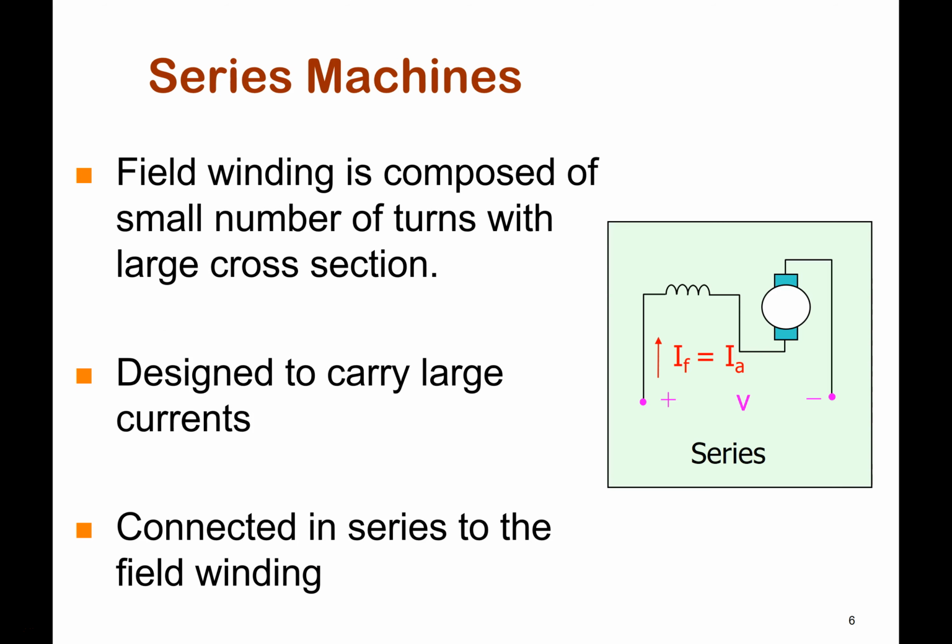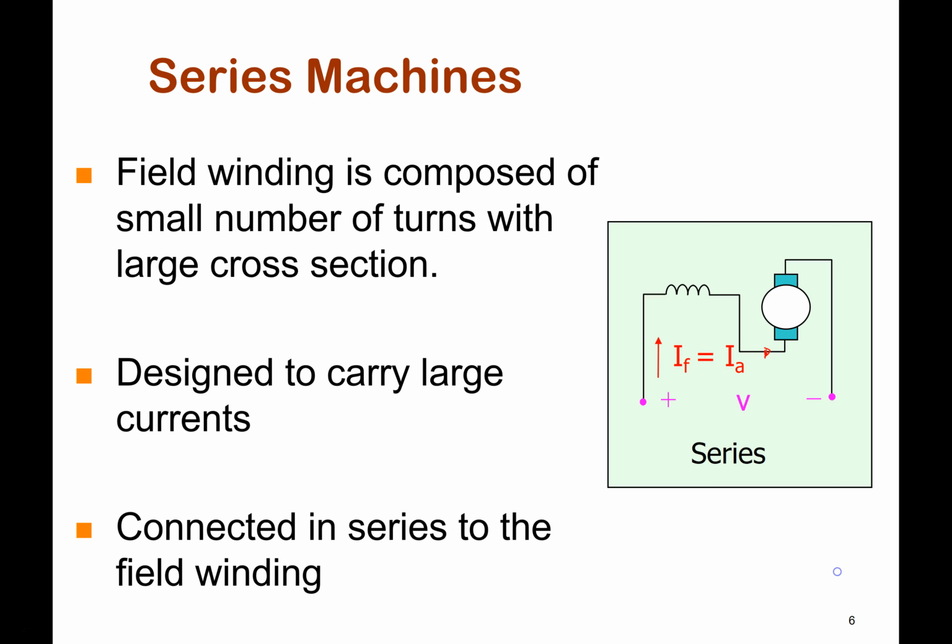Now for the series machine, we have the opposite. We have a small number of field windings with very large cross section, because we don't want to drop a lot of voltage over the field, but we do want to carry a large amount of current, because the same current which is going into the machine is the same current which goes through the field. So as the loading of the machine increases, that is, as IA increases, which means more power is going to the machine, the field current increases, so the field becomes stronger, which is good in terms of your torque.